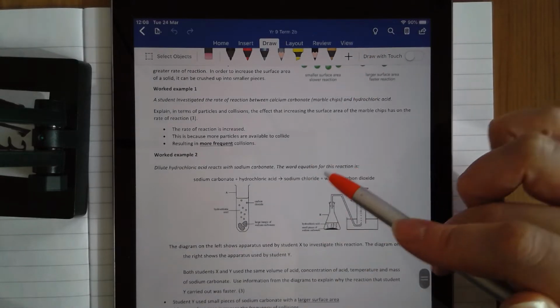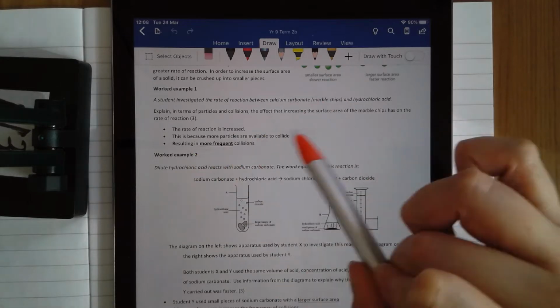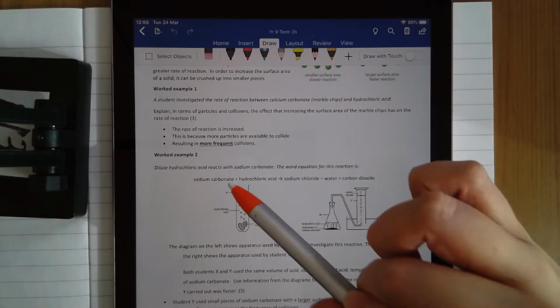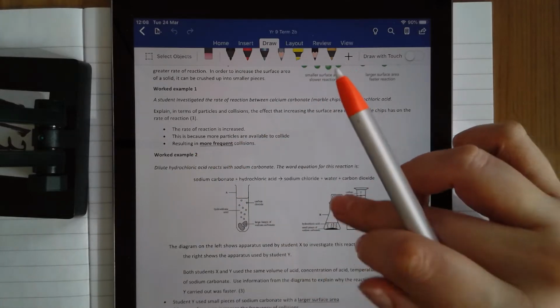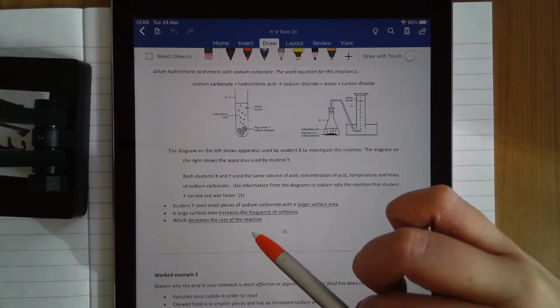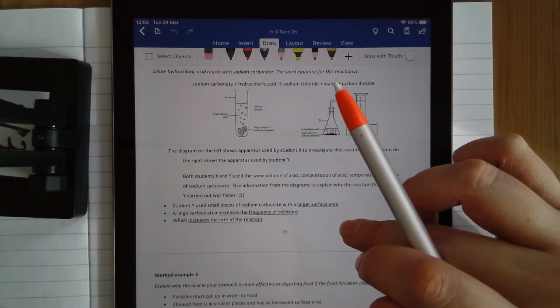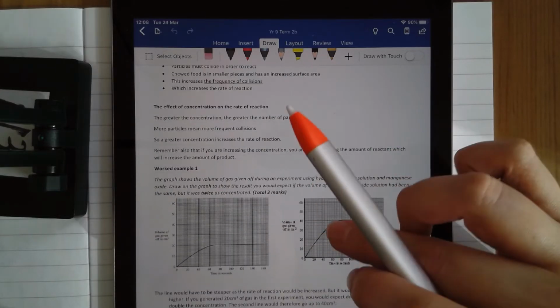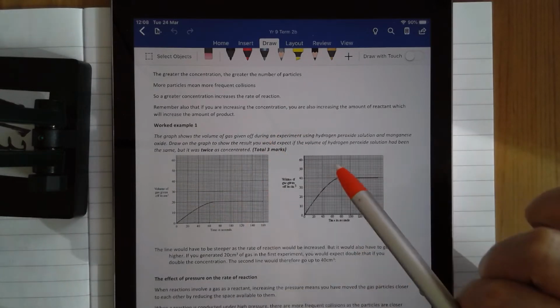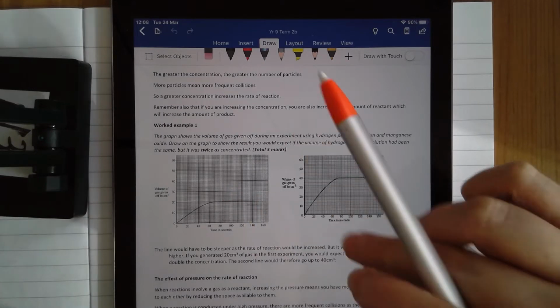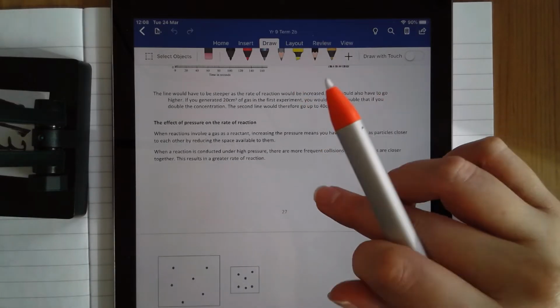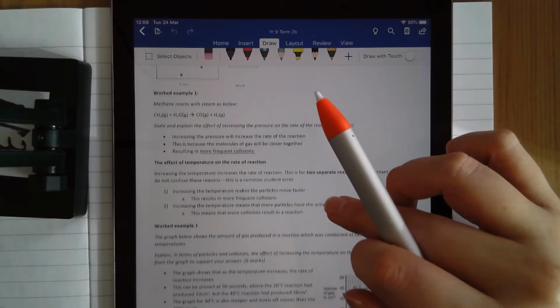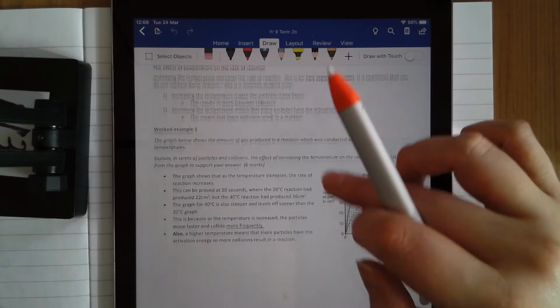Then I talk here about concentration. Please read my worked examples. They just tell you the sort of questions you're going to be asked in an exam, and they tell you how to answer it. And you'll see I've underlined "more frequent" every single time. You need to have the words "more frequent collisions" in your answers to get the marks. So please look at my worked examples, because they will show you the typical types of questions you will get asked in an exam and how to answer them. So have a flick through, even if you're totally comfortable with what we've done in the last video. Worked example, worked example, worked example.